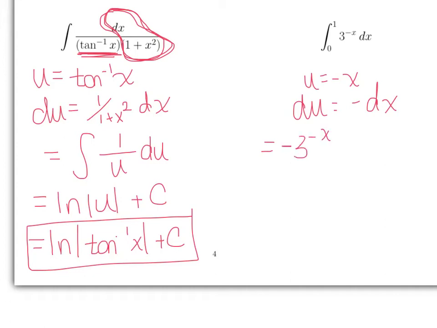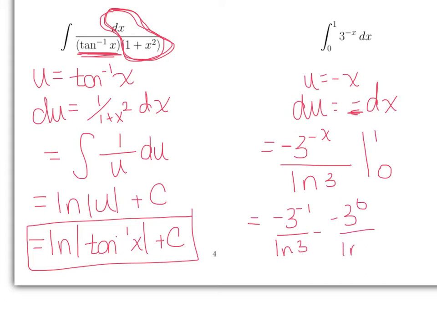There'll be a negative sign to account for this negative in the u. And then remember, it's divided by the natural log of 3. I think some of you had times the natural log of 3. But remember, the antiderivative you divide by the natural log of 3, and the derivative you multiply by the natural log of 3. So this is just negative 3 to the negative 1 over ln of 3 minus negative 3 to the 0 over ln of 3.